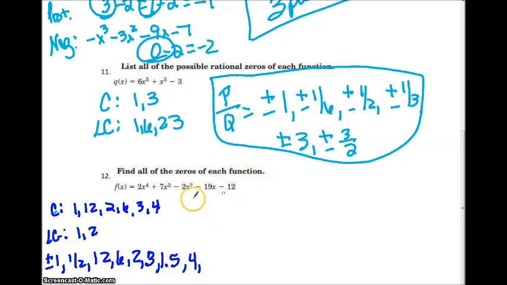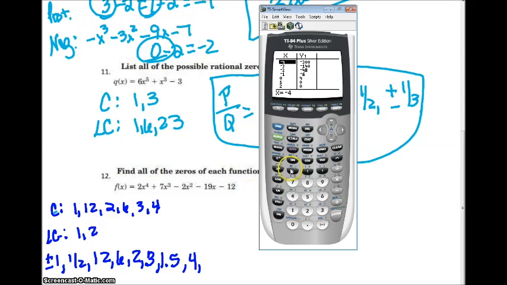So let's say we're going to try 1. Something you could do is go to y equals and put your original problem in, 2x to the 4th plus 7x to the 3rd minus 2x squared minus 19x minus 12. Now this is not what it's designed for us to use, but just for the sake of time, you could go to your table here, and I know that negative 3 is going to work, and I know that negative 1 is going to work. So let's just start this with negative 1.